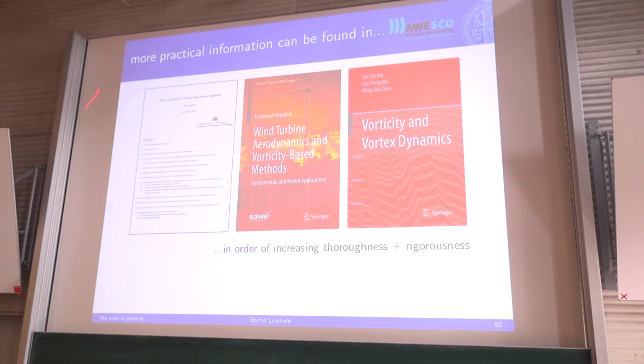So the first thing is there's a document that's going to be posted up tonight. The plan is currently midnight-ish. It's a very short guide to vorticity and vortex methods. And I hope you like it. And then if you find that you're still interested and you think this is marvelously fascinating, I have two other recommendations, the book of Branlard and the book of Wu and Ma and Cao, in order of increasing thoroughness and rigorousness.